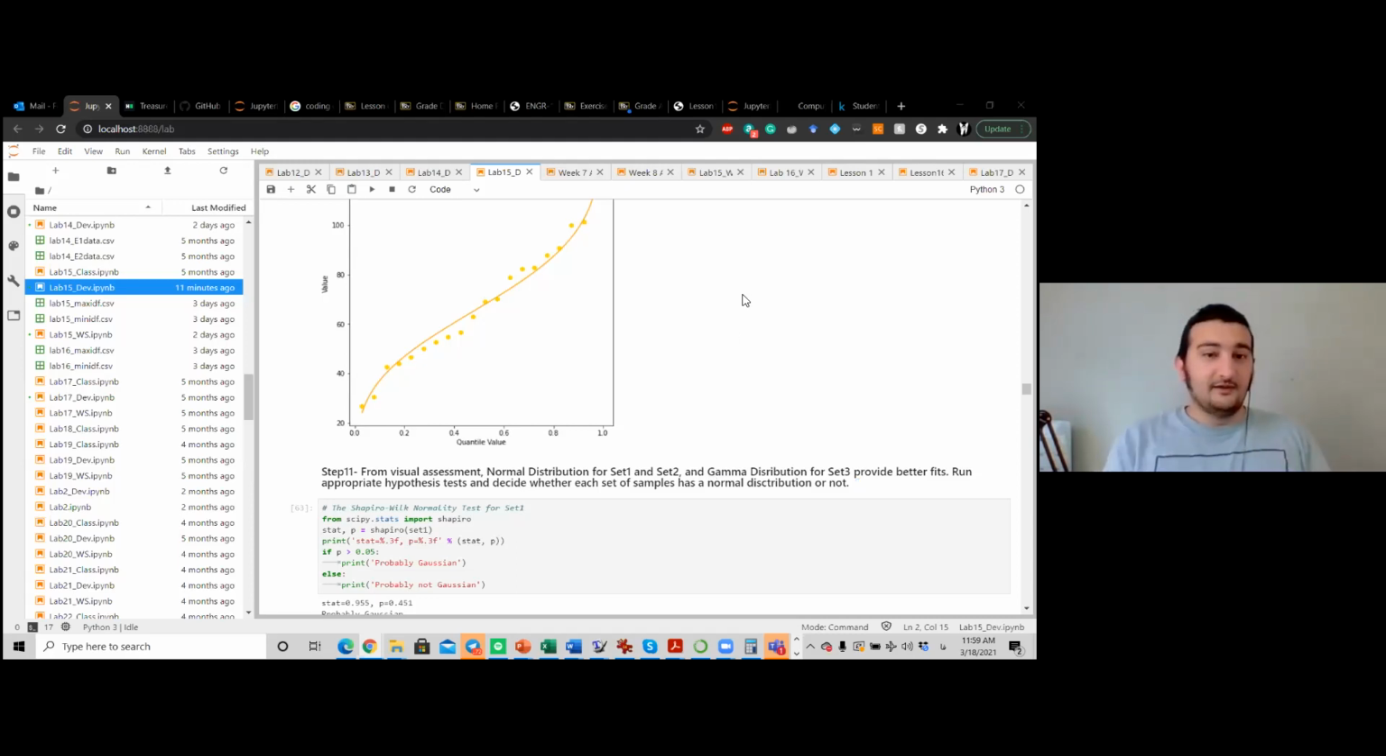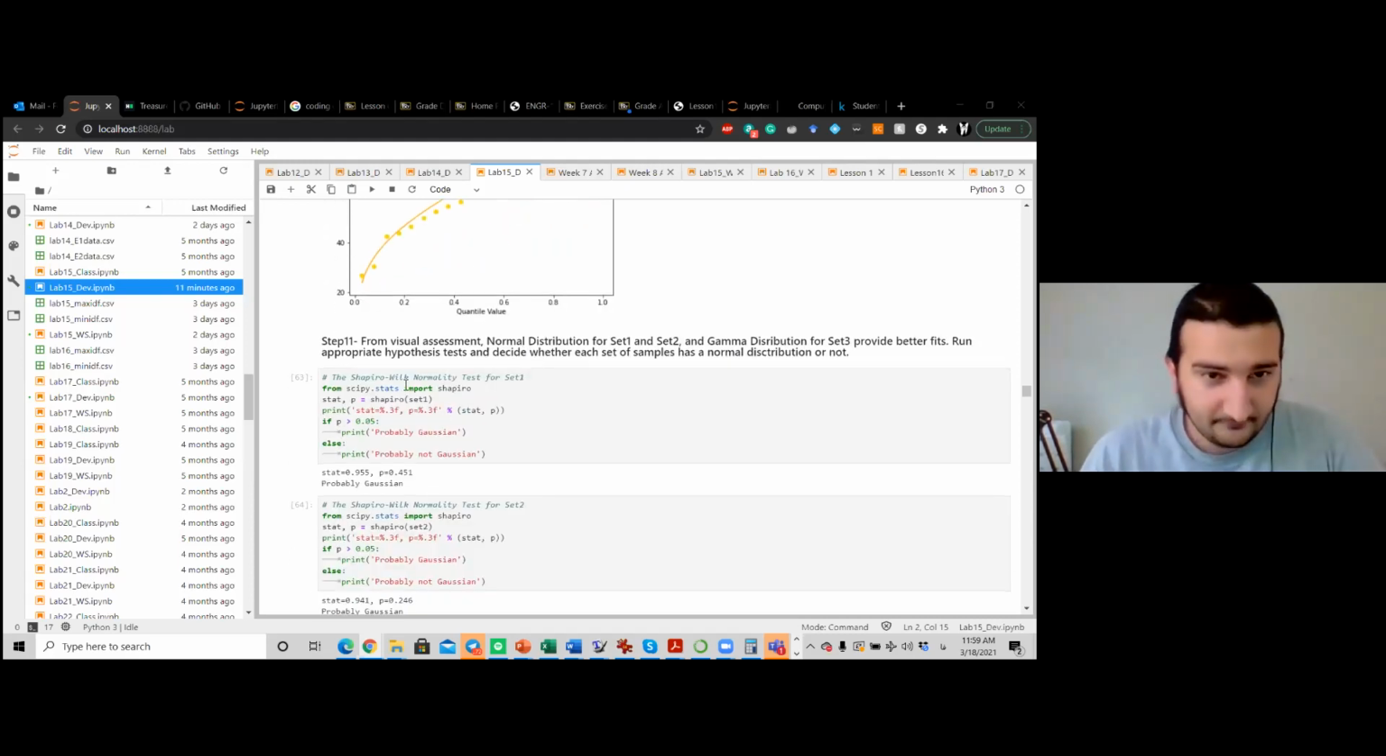Okay, we are going to use the Shapiro-Wilk normality test for set one, and the answer is a p-value of 0.451. So when I compare it to my significance level of 0.05, I can say that set one is probably normally distributed, right?